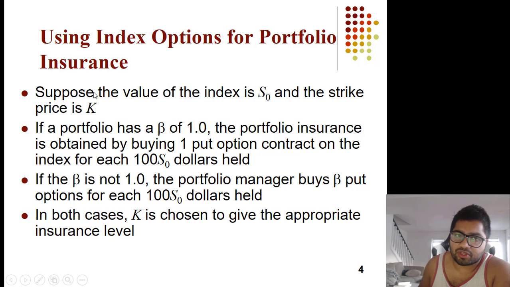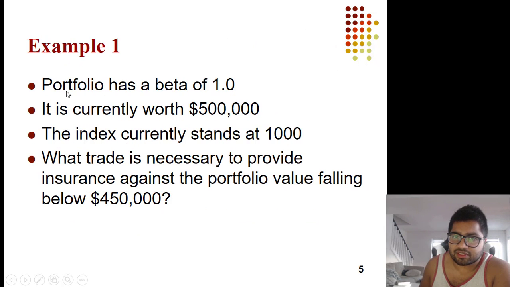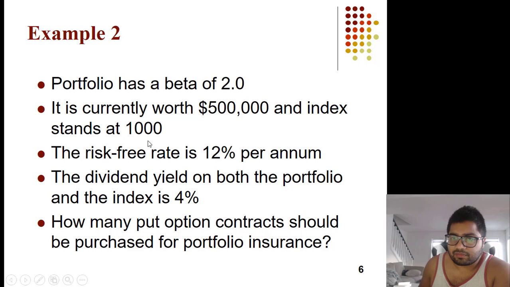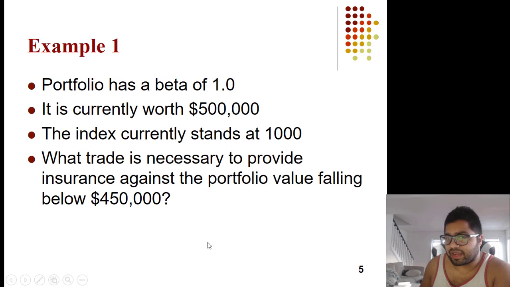It will be strike price minus index level, times 100. Using index options for portfolio insurance, as we have discussed, we use a put option. Suppose the value of the index is S0 and the strike price is K. If a portfolio has a beta of 1 and the portfolio insurance is obtained by buying one put option, they have given the appropriate insurance level. In the example, the portfolio beta is 1, the portfolio is 500,000, and the index currently stands at 1000. You want to insure against the portfolio falling below 450. So we did that. How to do that? We calculate various index levels and see which strike price corresponds to a loss of 450.